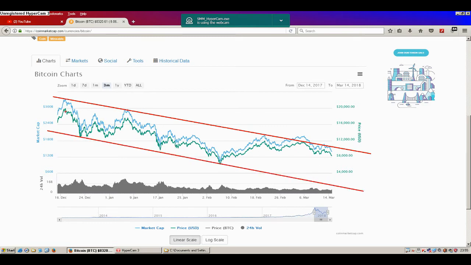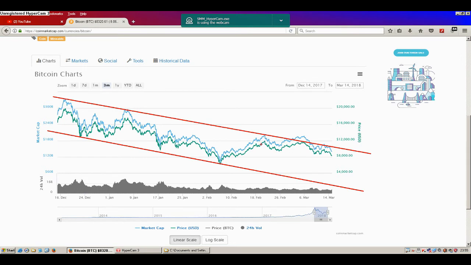So while that's in the channel, this is on the 3 monthly chart, by the way, so since December to March, you can see that the price of Bitcoin is going down. Now, there's nothing magical about that. For the last 3 months, the price of Bitcoin's been in a downtrend, following a channel in a downtrend, and that's just, you know, common sense.